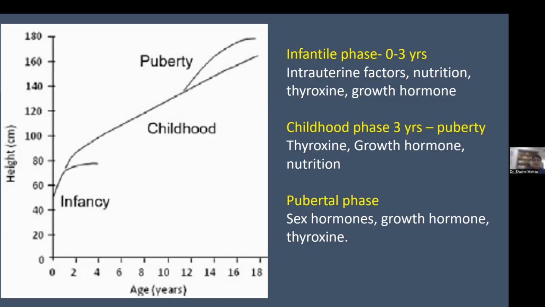And once the child starts puberty, it is primarily your sexual hormones. So estrogen in the girls and testosterone in the boys, along with your growth hormone and thyroxine, which will cause a pubertal growth spurt, finally causing cessation of growth.